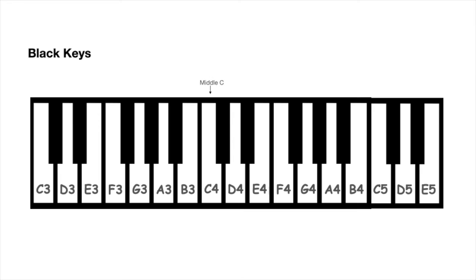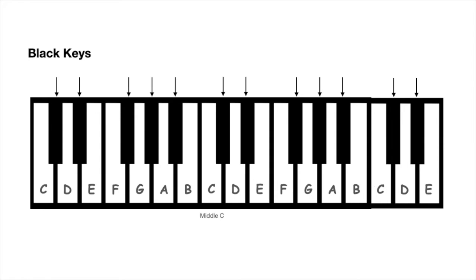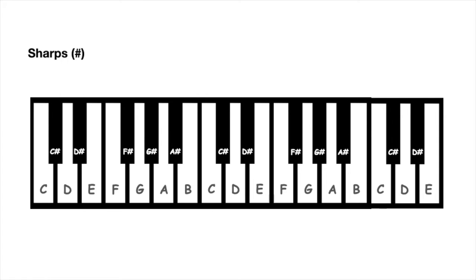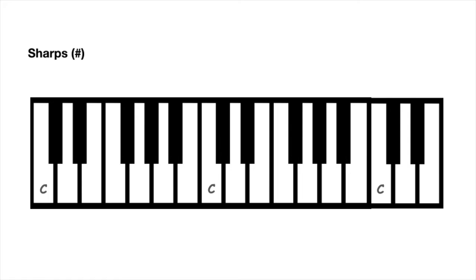Now, let me explain the black key pitches using a section of the piano keyboard. The black keys have names in relation to the white key pitches. The black key immediately above to the right of any white key gets the white key's name plus a sharp. C stepping up to the right a half step or a semitone, you get C sharp. D stepping up to the right a half step or semitone, you get D sharp.